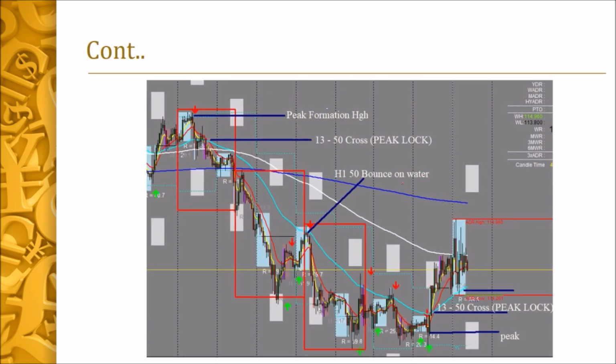So this is a snippet of CHF against Japanese yen. It's Swiss franc against Japanese yen, CHF against JPY snippet. This is to illustrate to you the zones that I am talking about.